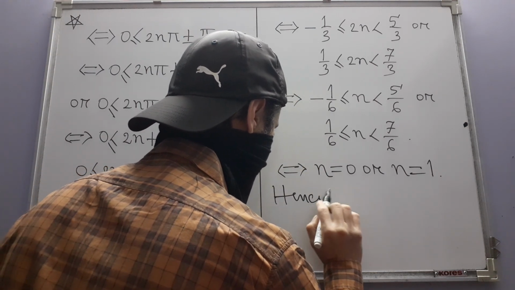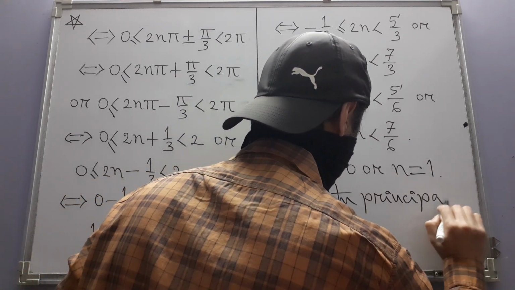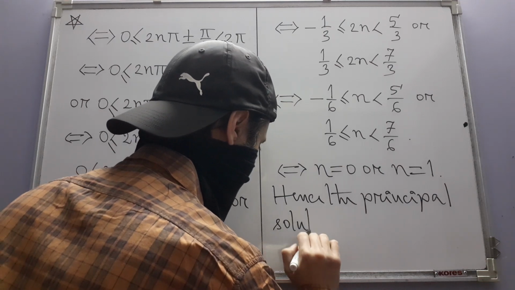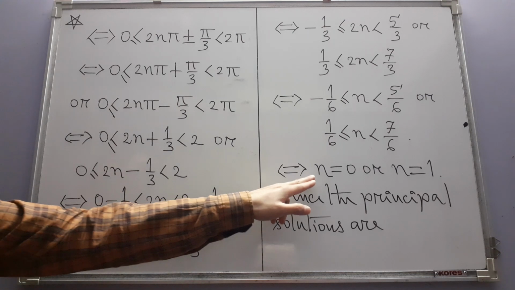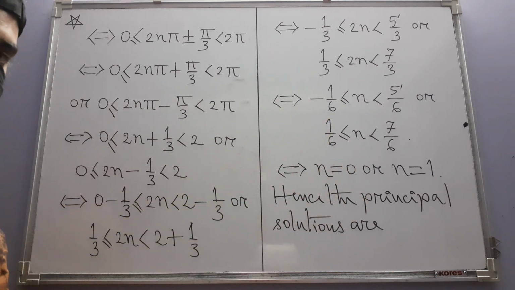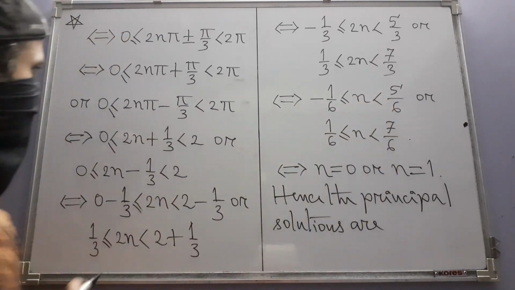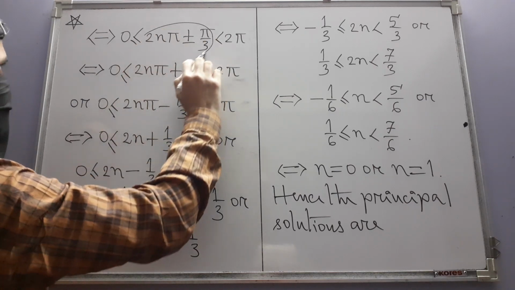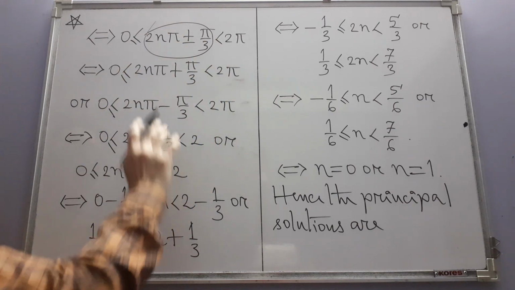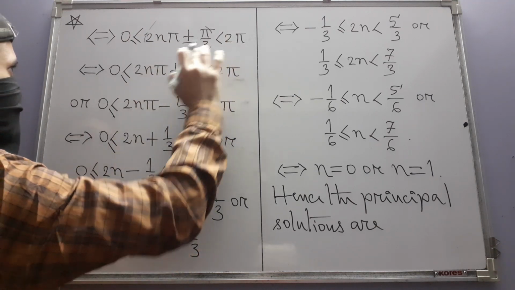Hence, the principal solutions are, but be careful, which one you will put where, that you have to really figure that out carefully. N equal to 0 is coming from where? From the first set of inequalities. And for the first set of inequalities, we have this expression for, well, not this expression because this is the general one, sorry, not this one, but this one.